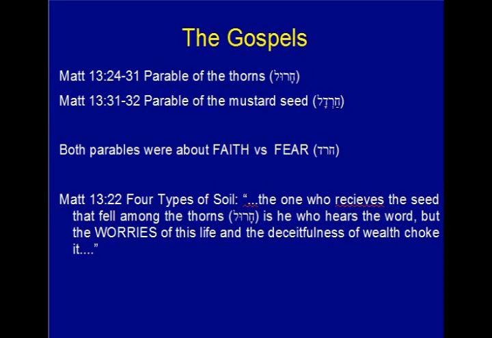And I think what he was really trying to say is that the mustard seed is a symbol of fear, and you plant it, it grows, and it swallows up your faith. It was actually a warning.